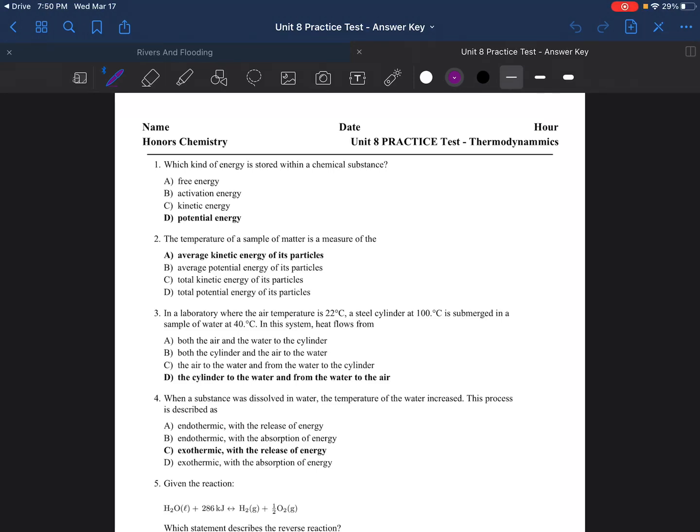Hi guys, so I'm going to go through this Unit 8 practice test here for you. I'm only going to go through question 13, which is the end of 8.1, 8.4 material, and I will post the second video soon.